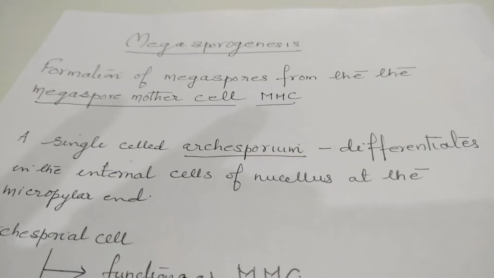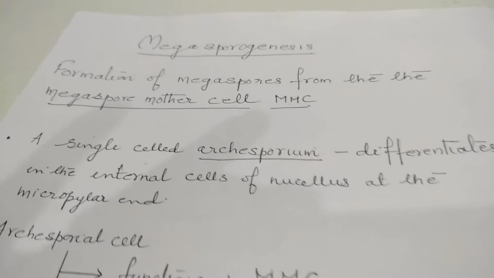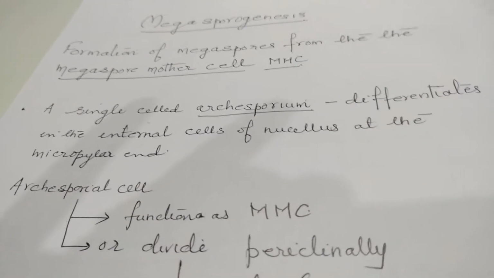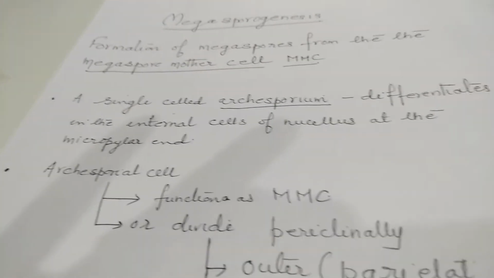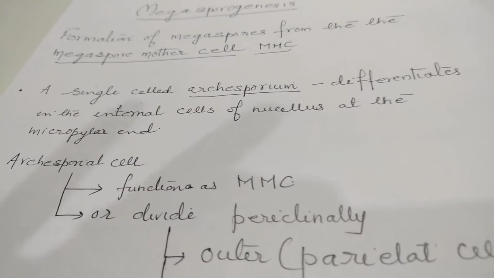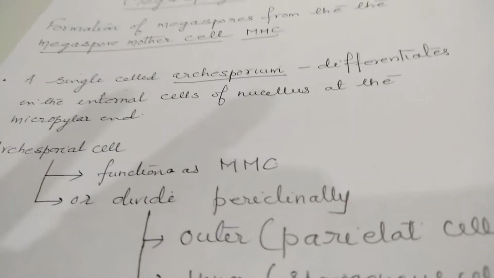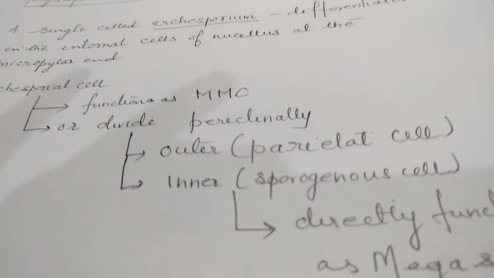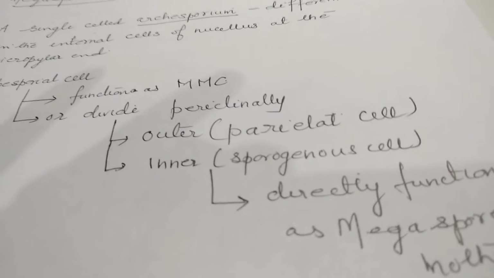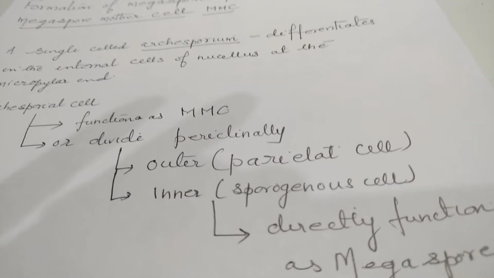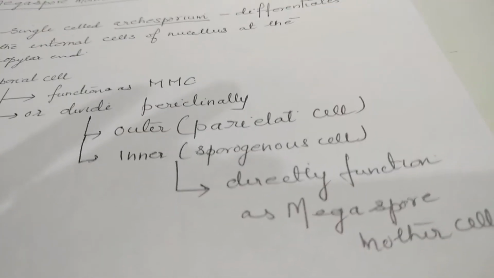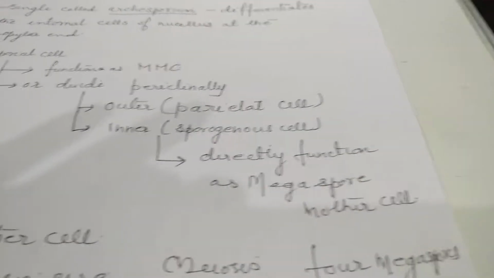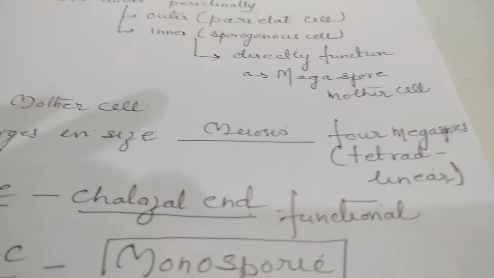A single-celled archesporium differentiates in the internal cells of the nucellus at the micropylar end. And this cell, the archesporial cell, may function as the megaspore mother cell, or it will divide periclinally, and the outer one we call the parietal cell and the inner one, the sporogenous cell. And this sporogenous cell may directly function as the megaspore mother cell.